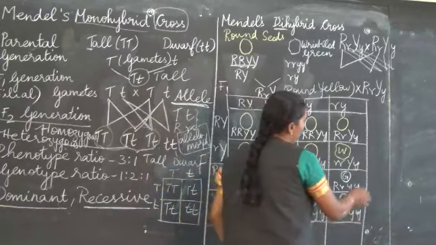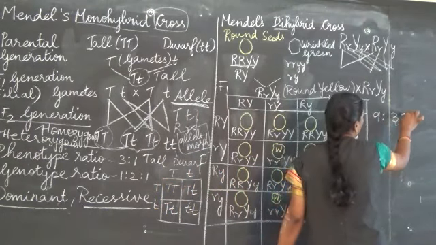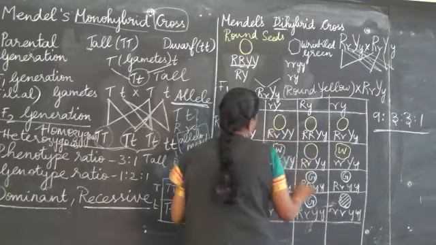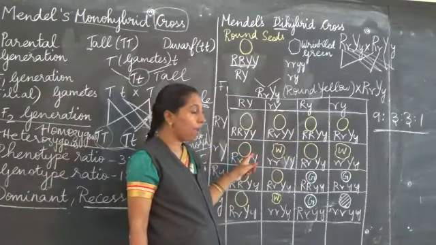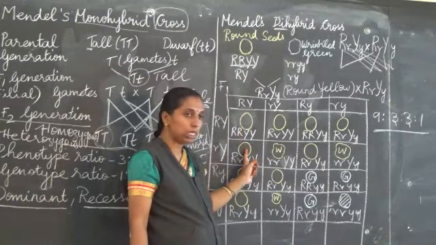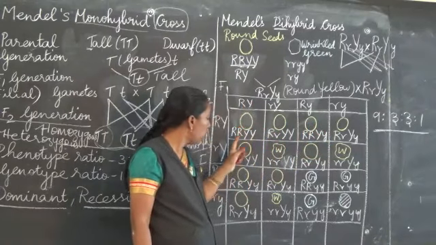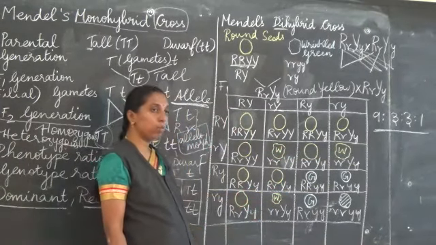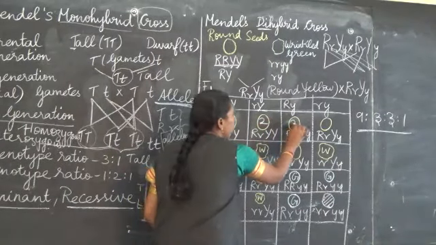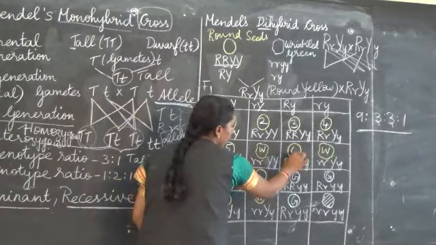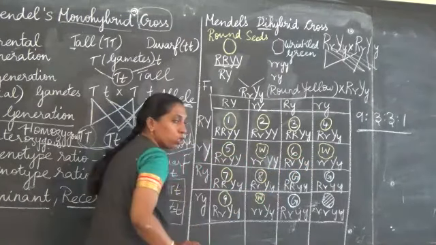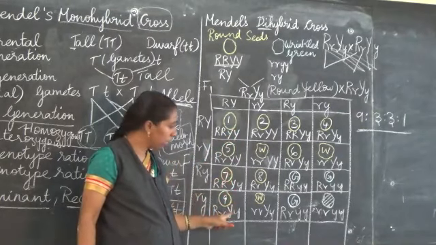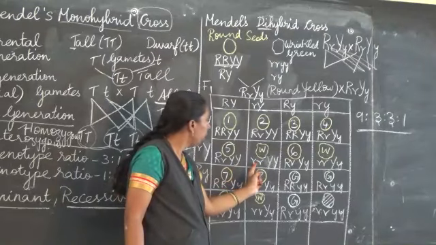the dihybrid ratio is 9:3:3:1. 9 plants were with round and yellow seeds, 3 plants with wrinkled yellow, see here I have written, 9 plants with round yellow, 1, 2, 3, 4, 5, 6, 7, 8, 9. So totally 9 plants with round and yellow seeds, 3 plants with wrinkled yellow seeds.